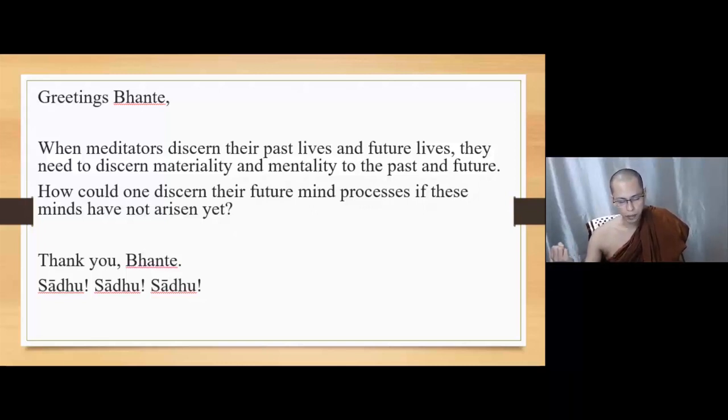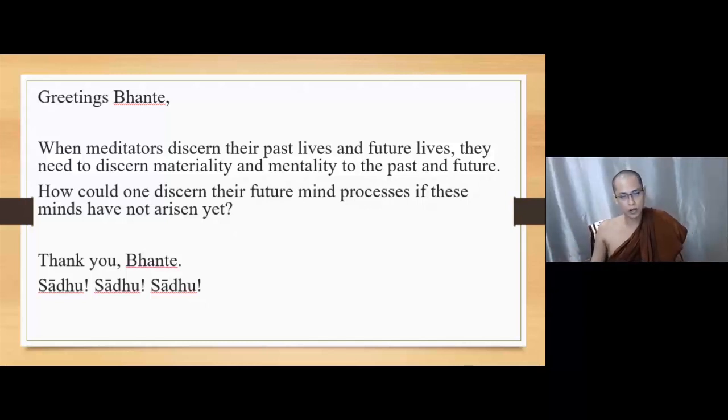As we have understood, consciousness, materiality, everything arises due to conditions. If the condition is absent, they cannot arise. So for the future mind process, based on the possible conditions and the possibility of the mind process, one can know. If the conditions are completed, the process will run in this way, and he can discern it. So it is not easy to explain in this way.